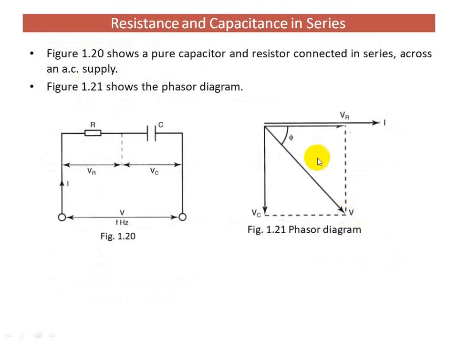You should remember that in this circuit, if the resistance is very much greater than XC, the capacitive reactance, the power factor angle phi will be small. This vector will move close to the vector VR, so the phase angle will reduce. But if XC becomes very much greater than resistance, then this vector will move close to the vertical component. So in that case, phi will increase.